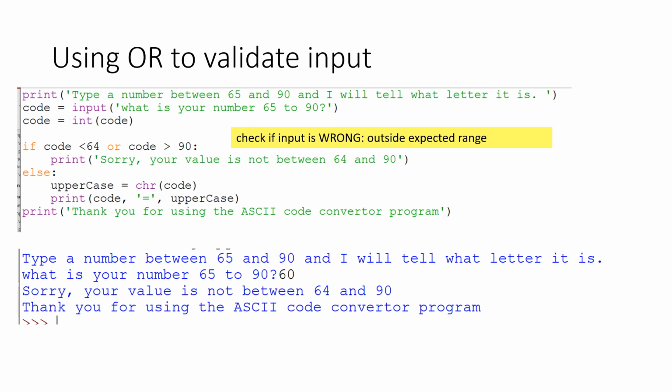So here you have the output. Type a number between 65 and 90, and I will tell you what letter it is. What is your number? 65 to 90. So I typed in the wrong value, 60, and it says, sorry, your value is not between 64 and 90. Run it also using values that would be correct. When you're done, take the screenshot, put it into the Word document, and we're moving on to the next.